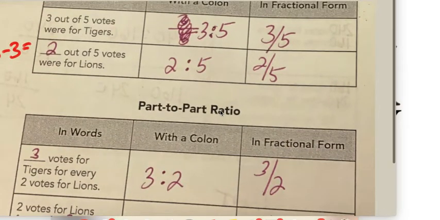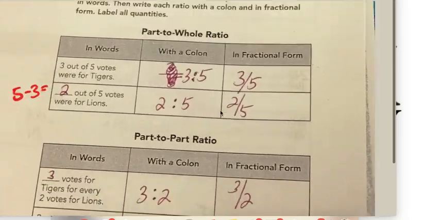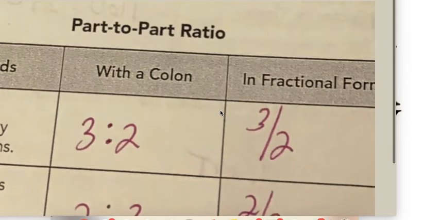Then we have a part to part. The phone is ringing, I'm going to let it go. But we have 3 to 2 with a colon, and then 3 to 2 with fractions. I think the bottom part's cut off, but you can kind of see it there. Then we have 2 to 3, and then again in fraction form, 2 to 3.